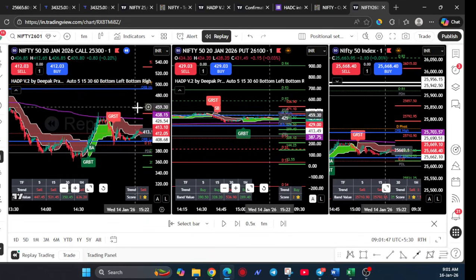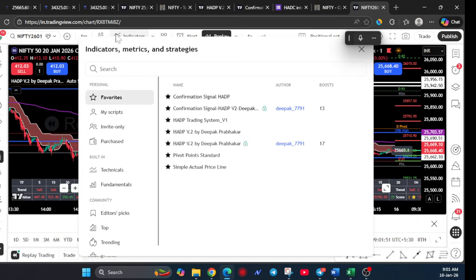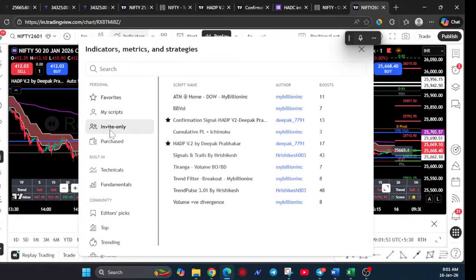So for people who don't know how to add the indicator, you can just go here to the indicator section and under invite only you will find this indicator HADP V.2. Okay, so this is what you need to select. That's only one indicator that we are going to use, no more indicators now.